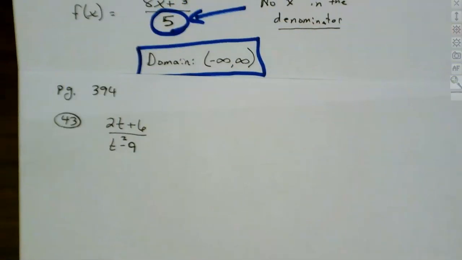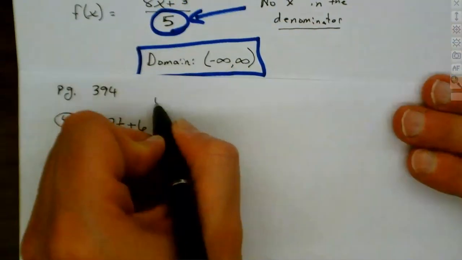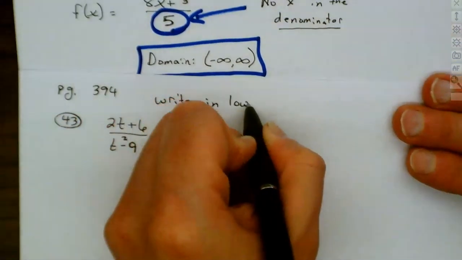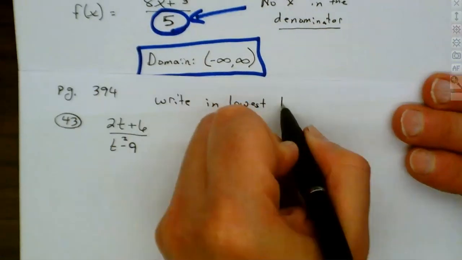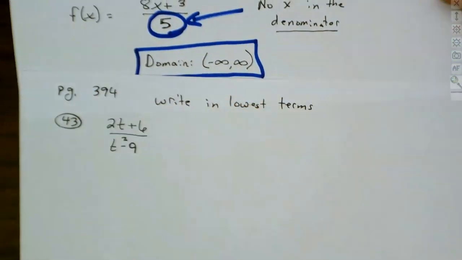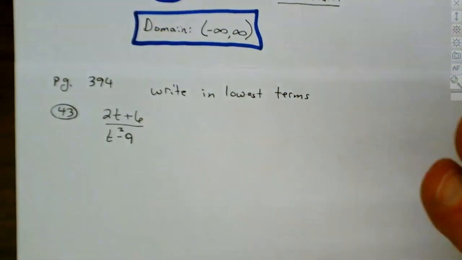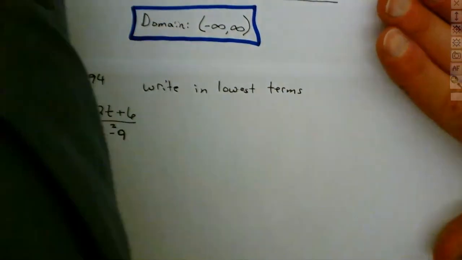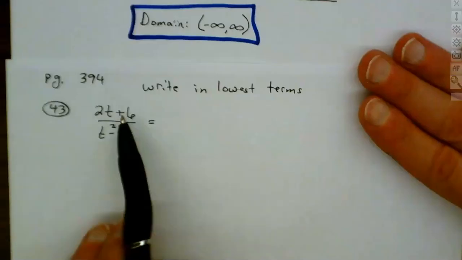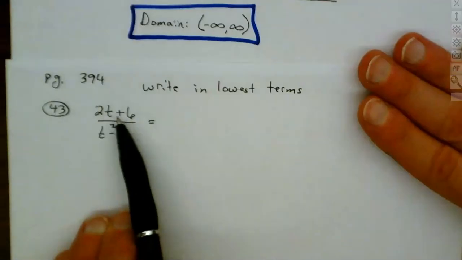And we want to write this in lowest terms. That's what the directions are. These are going to be written in the lowest terms. We're going to be simplifying here. Well, we do that by factoring. So let's factor out from the numerator, and let's factor out from the denominator. In the numerator, we do them separately.